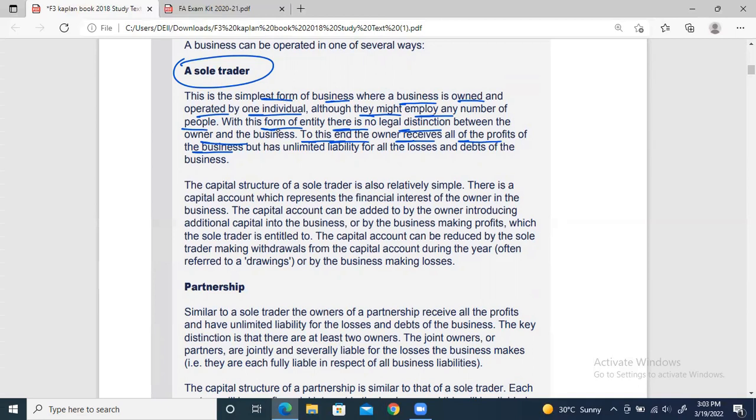Okay, don't worry. The capital structure of a sole trader is also relatively simple. There is a capital account, which represents the financial interest of the owner. So the capital account obviously is recording any kind of investment by the owner into the business. The capital account can be added to by the owner introducing additional capital. We've already studied the capital equation, so you know all these things. Obviously, drawings are deducted from this as well.